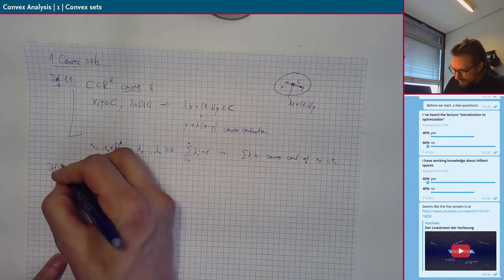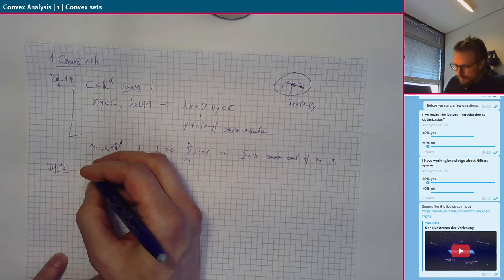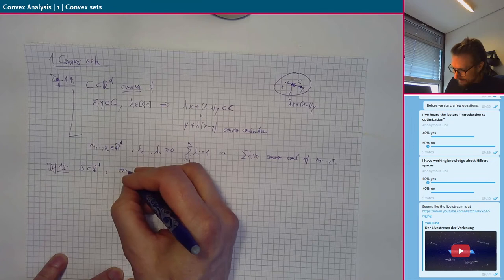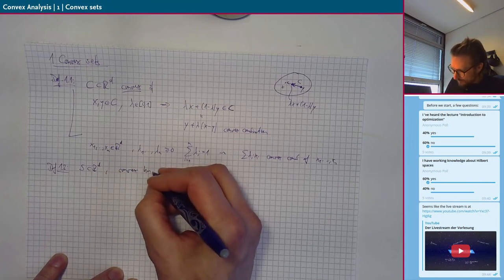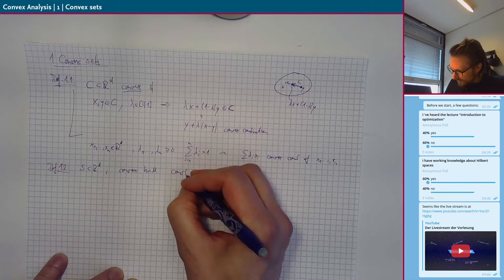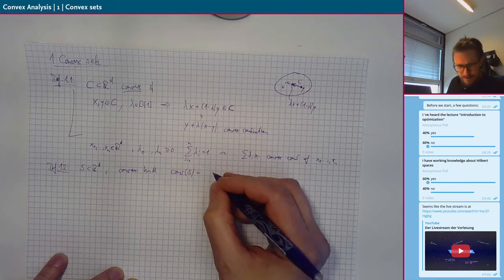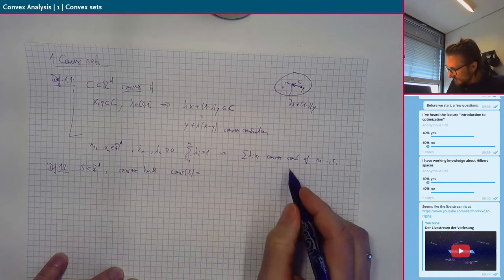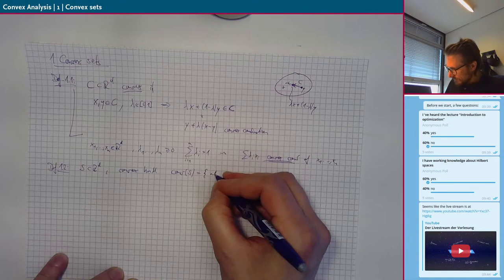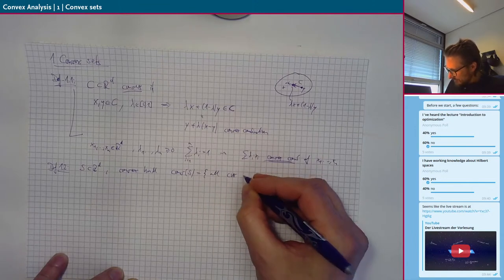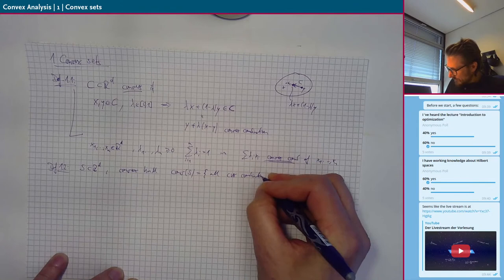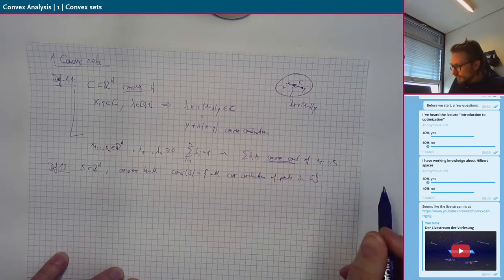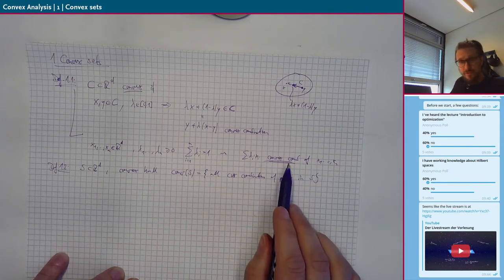Then the second notion is the notion of the convex hull. If S is a subset of R^d, then the convex hull, convexe Hülle, denoted by conv(S), is equal to the set of all convex combinations of points in S, in the sense defined here. For this definition, we need this notion of convex combination.